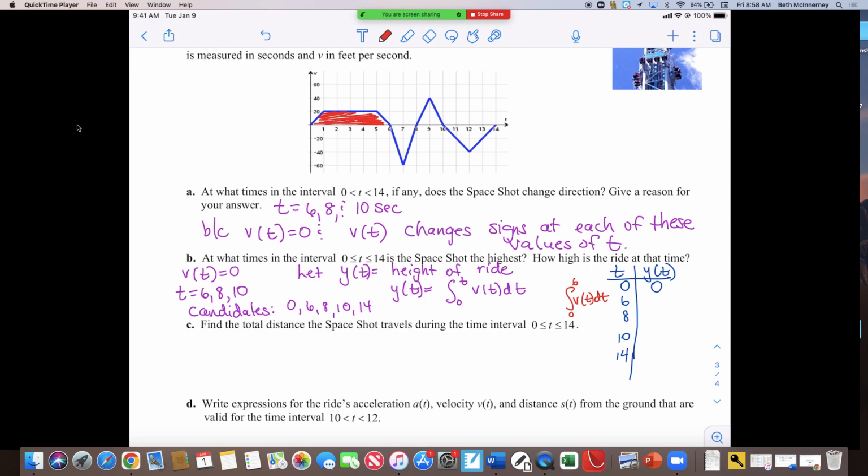So what I want you to do is go ahead and find the area from 0 to 6. I'm going to pause and give you 2-3 minutes, and then I want you to do time 8, so then you're going to subtract the time from 6 to 8, and then you're going to do to 10 and then to 14.